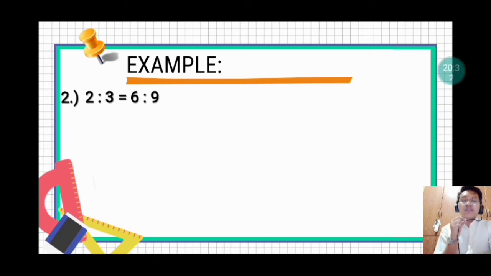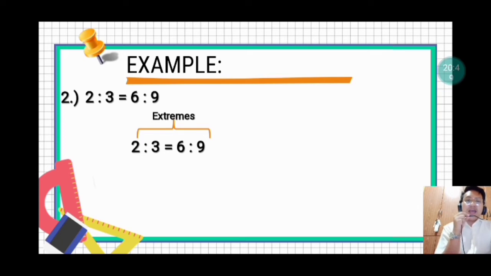Okay, so first, we need to, again, write down the given, and after that, we need to identify the extremes. So, what do you think are the extremes? Anyone? Alright, very good. So, our extremes are 2 and 9. And also, what about our means? What are those? Anyone? Alright, very good. So, these are 3 and 6. And, of course, we need to combine the similar terms, which are the extremes and then the means. So, we have to write it down.